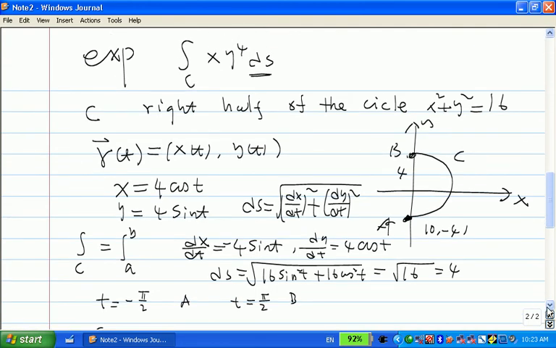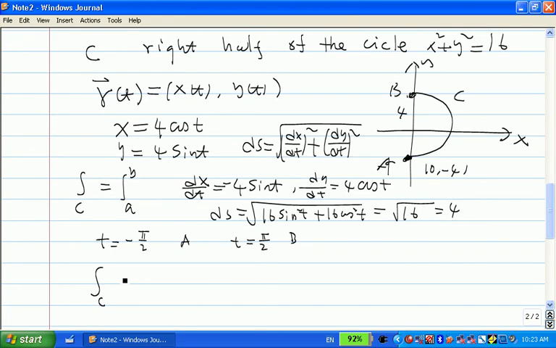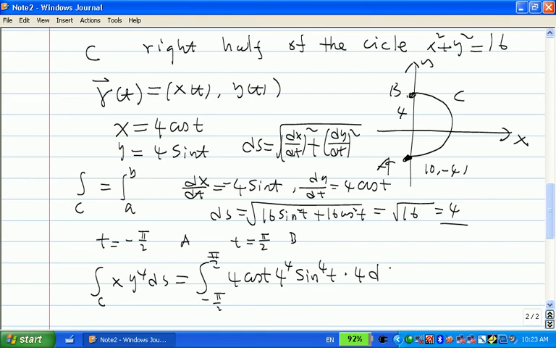x y to the fourth ds can be written as a single integral from negative pi over 2 to pi over 2. Then replace x by 4 cosine t, replace y by 4 sine t to the fourth. So you got a 4 to the fourth sine to the fourth t. Okay, replace the ds by this, which we calculated gives us 4 dt.